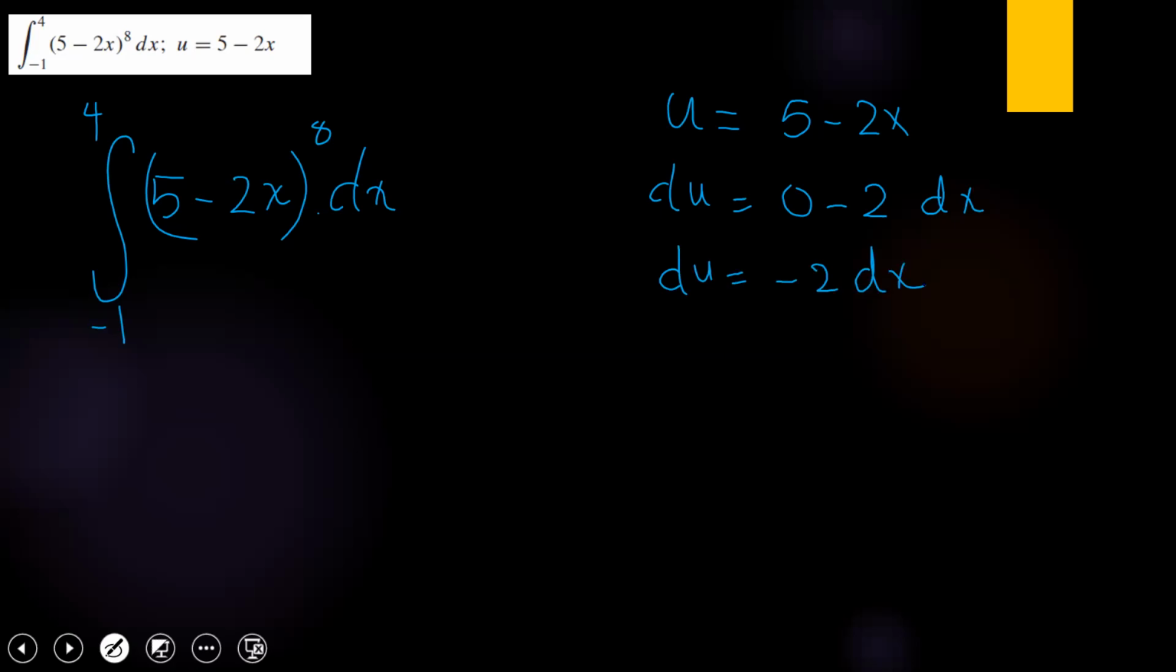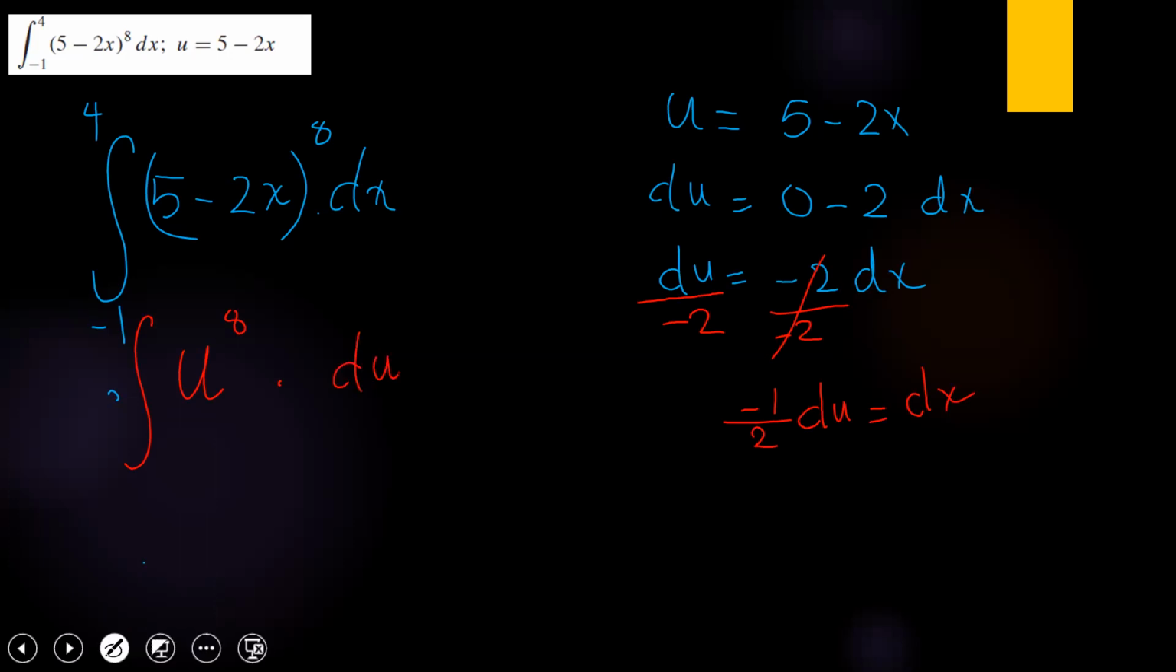Let's come back here now. 5 minus 2x, I have to write it as u to the power 8. Then here I have dx. But as you see here, we have negative 2 dx. If I want dx only, what do I have to do? Divide by negative 2. So negative half du is dx. So now instead of writing dx, I have to write negative half du.